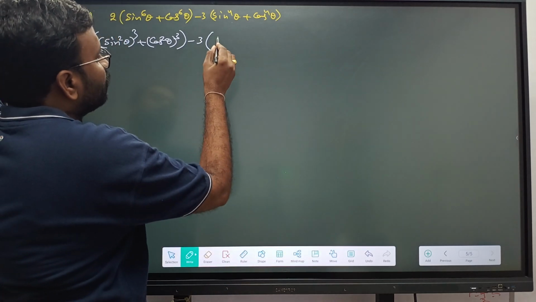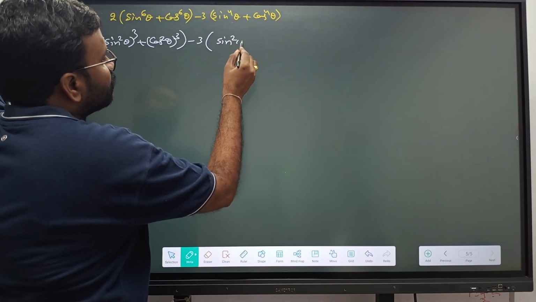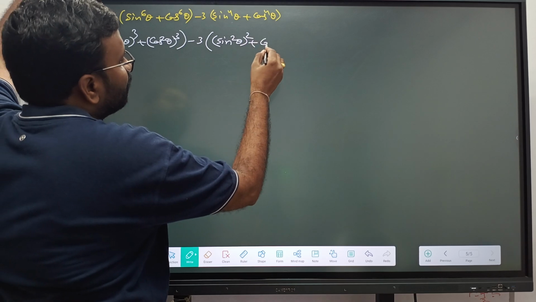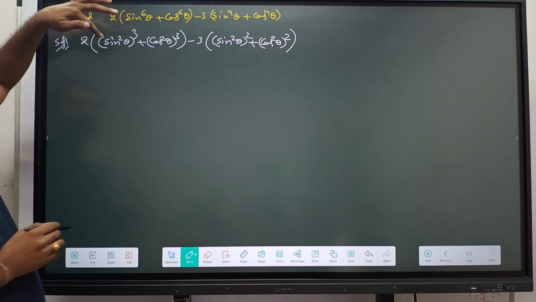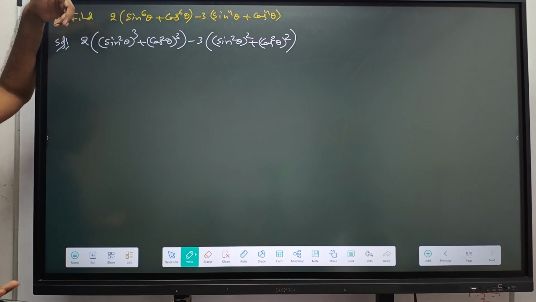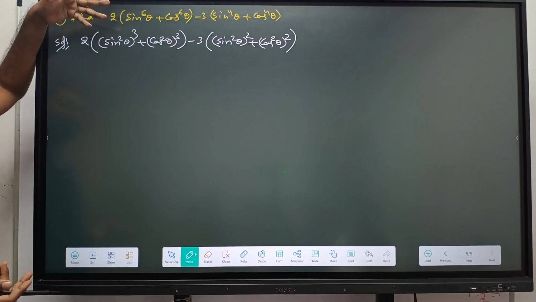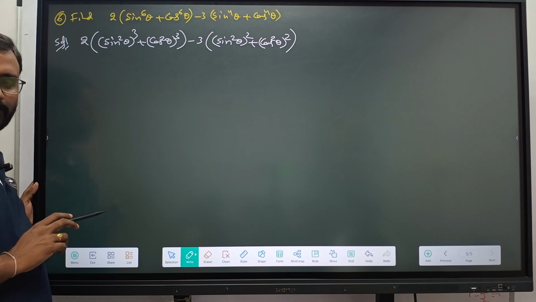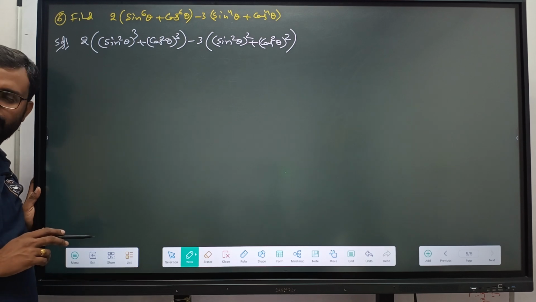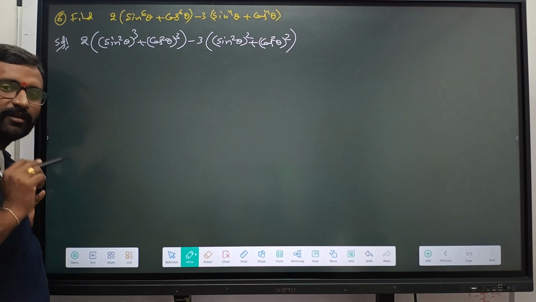Minus 3 into (sin square theta whole square plus cos square theta whole square). Doubt, sir, can we write this as sin cube theta whole square? Right, cube power 2 or 2 power 3, both are same. 2 3 ja 6. But sin square cos square, why are we writing? We have the identity: sin square theta plus cos square theta is 1.